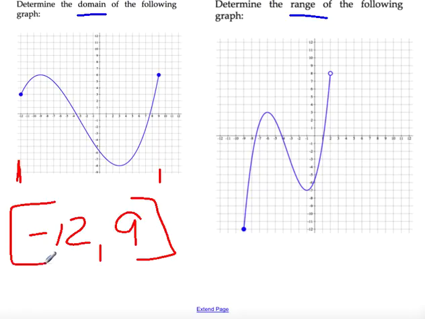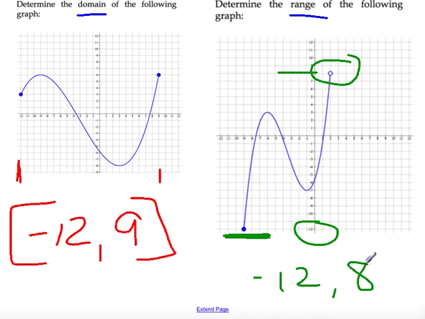And then the range for this one, the bottom number is here at -12, and the top number is at 8. So we go from -12 to 8. The -12 has a closed circle, so that is a bracket, and the +8, because that is the highest number, is going to have a parenthesis because it is an open circle.